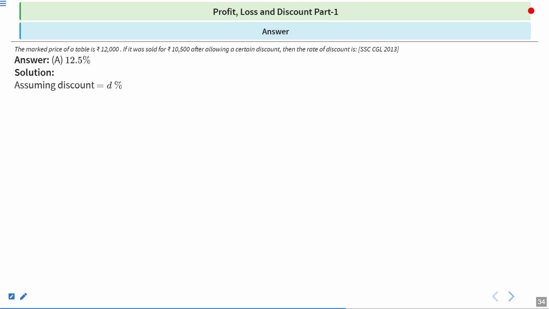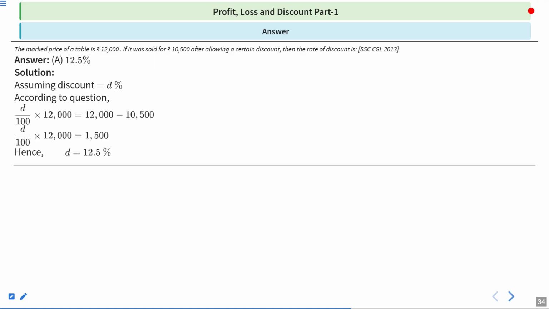So assuming discount is D%, according to the question, we can say that D% of 12,000 is equal to 12,000 minus 10,500. This will be our equation. So D upon 100 multiplied by 12,000 is equal to, when we subtract it, what do we get? We get 1,500 rupees. So when we simplify it, we get the value of D, which is 12.5%. So this is the correct answer. Next one.